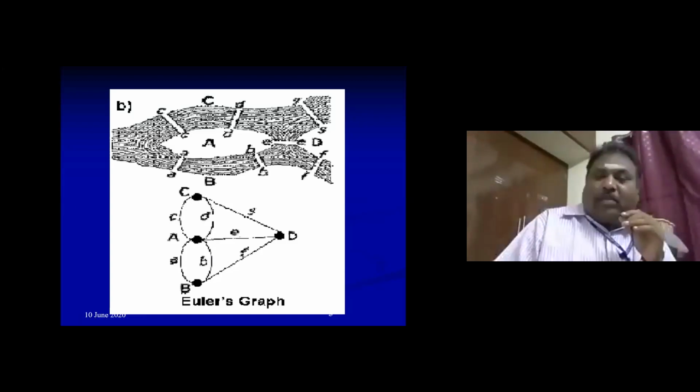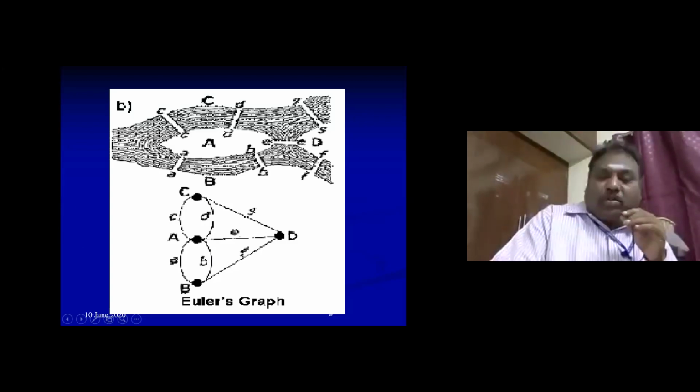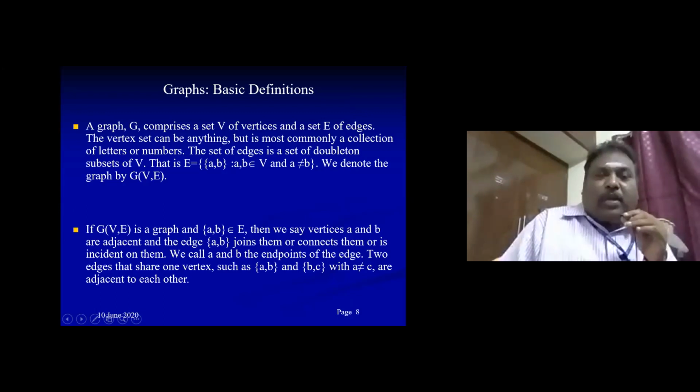So this gave birth to the idea that if you go and come back, then it's an Eulerian tour or circuit and so on. This object goes to the beginning of graph theory. So the definition later came that a graph has two components, vertices and edges. The vertex can be anything, but most commonly a collection of letters or numbers. Then the edge set is a set of ordered pairs of vertices.